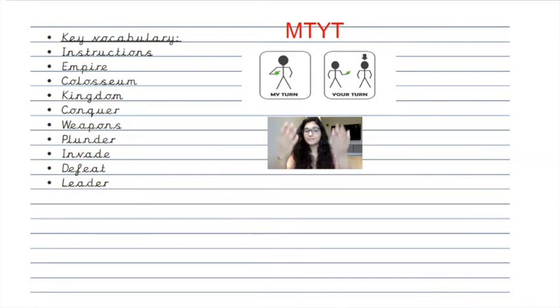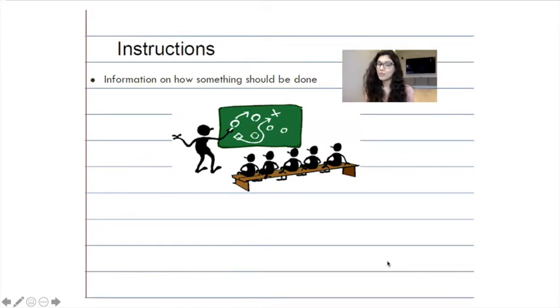Colosseum, kingdom, conquer, weapons, plunder, invade, defeat, leader. So now we're going to look at these key words and what they mean.